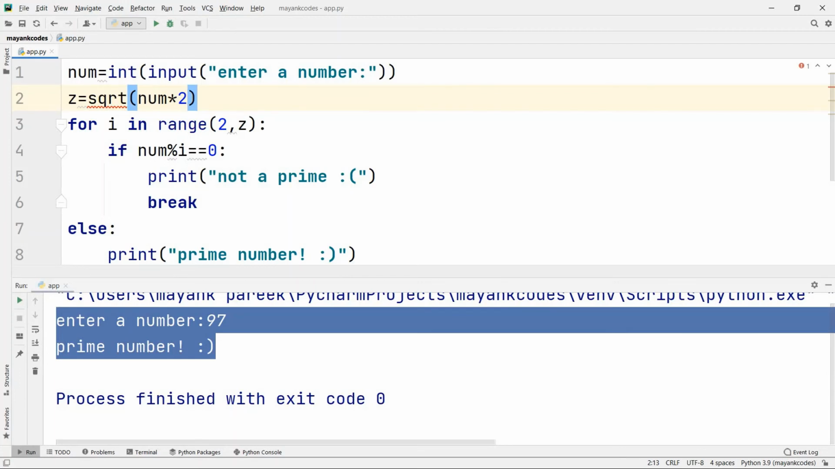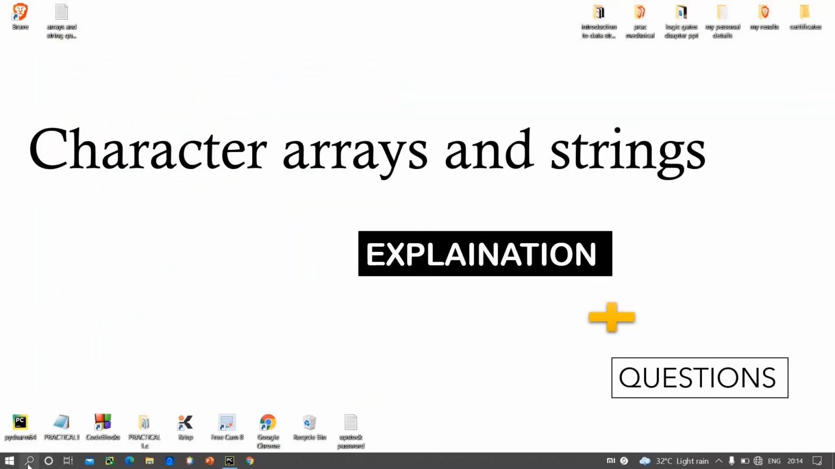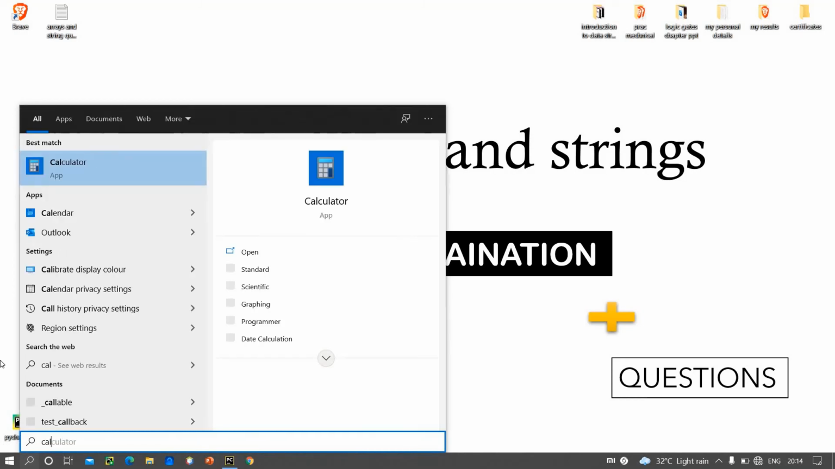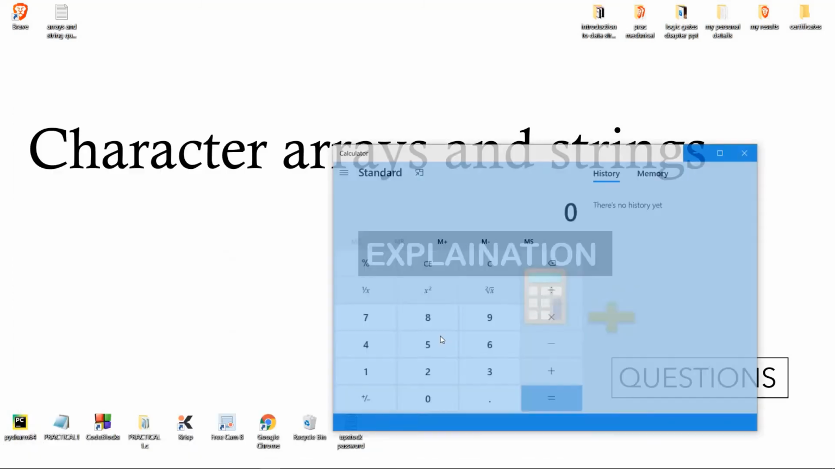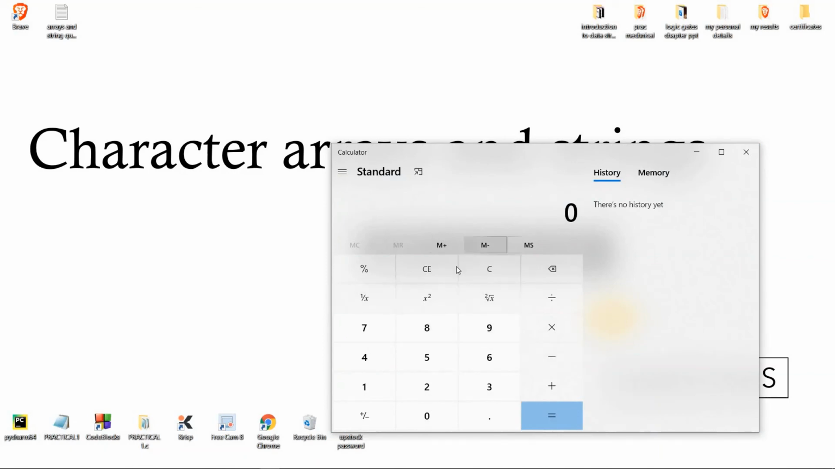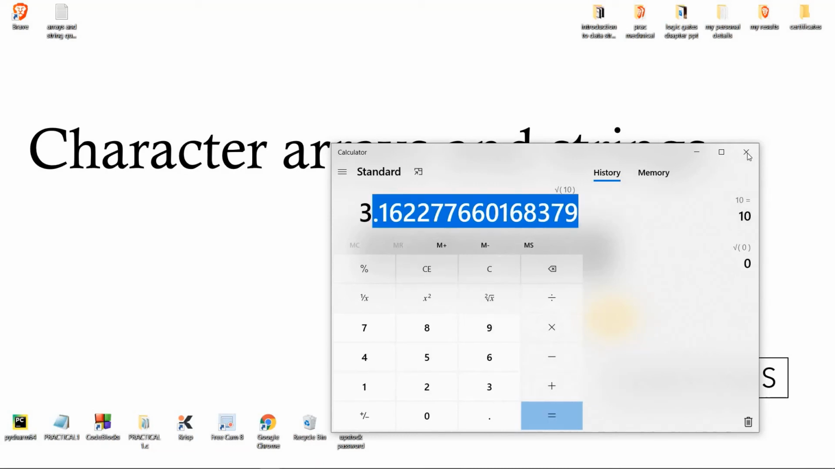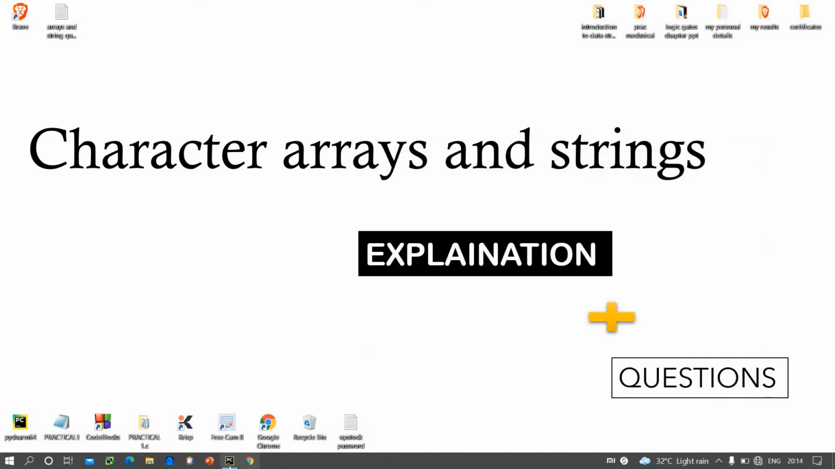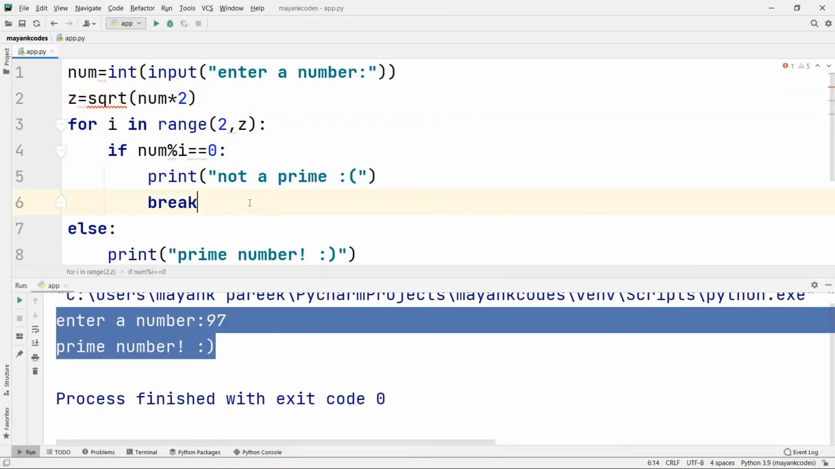So if I check the value of root 10, let me just check that. I don't know the value of root 10, so I'll look it up. The answer is 3.16. We can just round off this value to 3, so till 3 only, not 4.